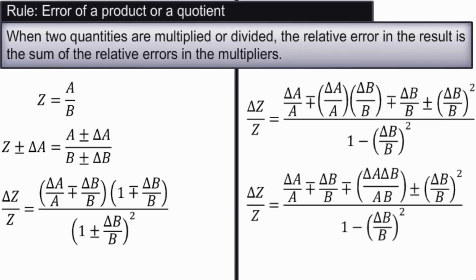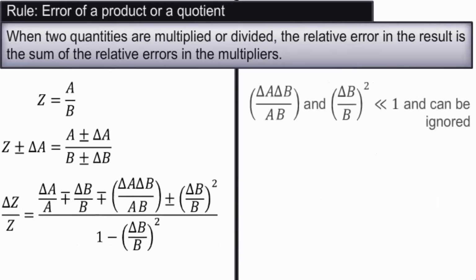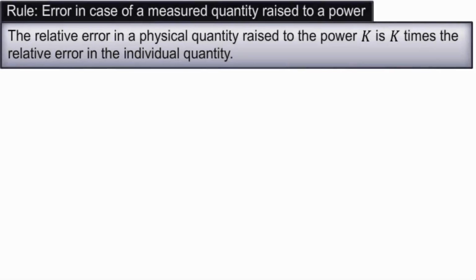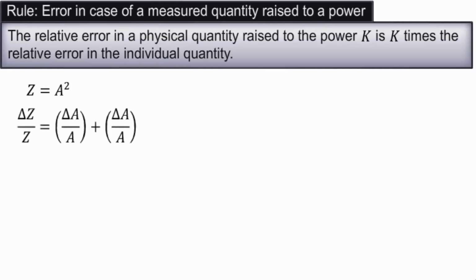The relative error in a physical quantity raised to the power k is k times the relative error in the individual quantity. If z = a², then Δz/z = Δa/a + Δa/a = 2 Δa/a. Hence, the relative error in a² is twice the relative error in a.